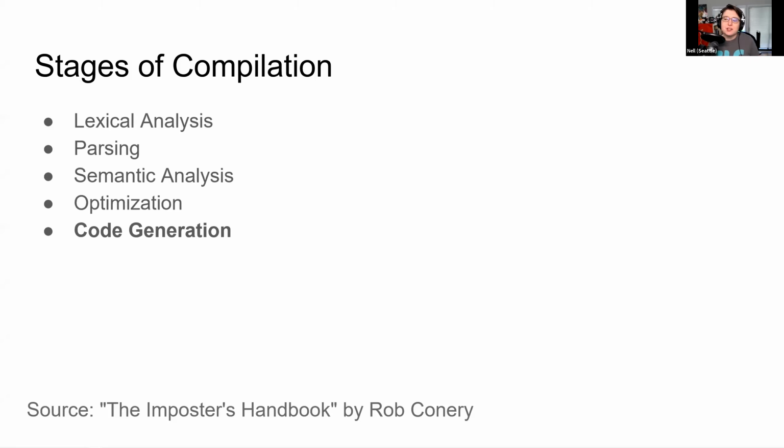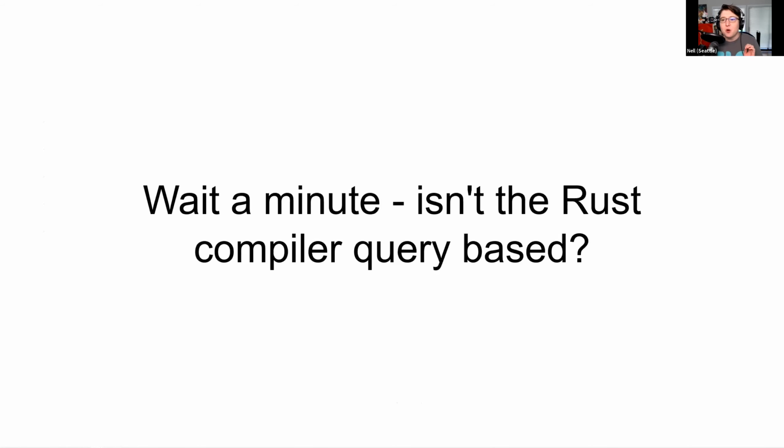When we look at the stages laid out in a list like this, it might seem like they will run linearly. And in some compilers, they do. However, if you've delved at all into the Rust compiler internals, you might be thinking, hopefully not tweeting, but you might be thinking, wait a minute, isn't the Rust compiler at least partially query-based rather than linearly based?